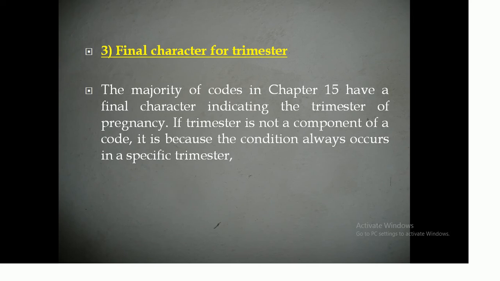So for each ICD of pregnancy we have the trimester, because some complications will occur in some trimesters, like hypertension and diabetes. As the gestational age of the pregnant woman increases, she will be getting some complications, right? So for each final character, that is the seventh character, it gives the trimester of the pregnancy. Based upon the trimester we have to code the ICD for the pregnant woman.